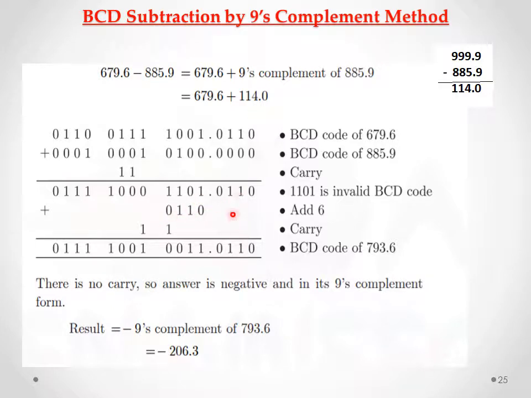So writing this bit as it is and starting the addition from this point. 1 plus 0 is 1, 0 plus 1 is 1, 1 plus 1 is 0 and the carry is here. So 1 plus 1 is 0, again carry present here. So we are placing the carry here and the remaining bits are as they are. So all the bits are valid BCD. Here no carry.